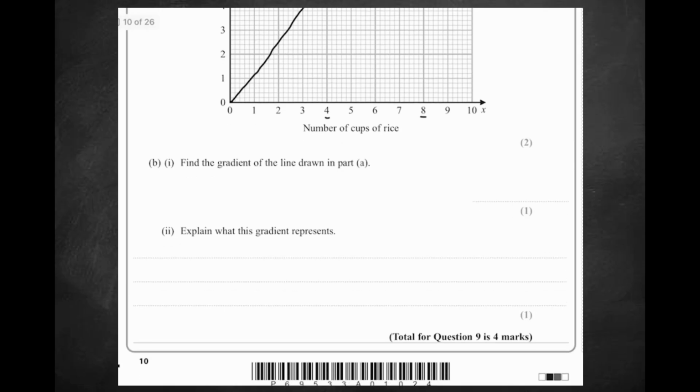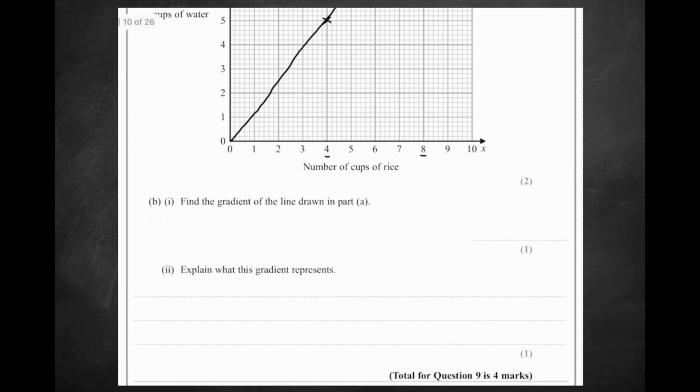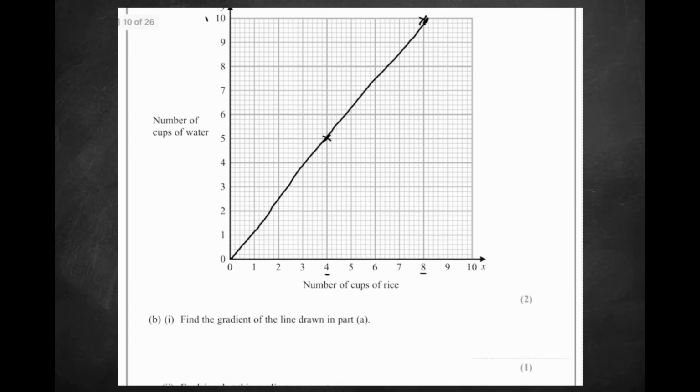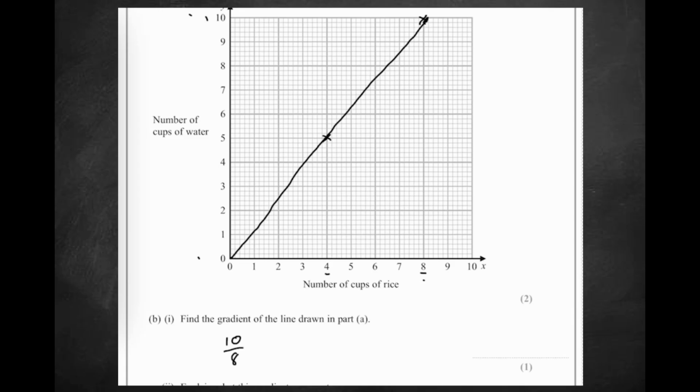Part B, find the gradient of the line drawn in part A. That is just going to be the difference in y divided by the difference in x. So the difference in y for the whole graph, as we know it's a straight line, we can use the whole graph, is going to be 10 as it goes from 0 to 10. Difference in x is going to be 8. It goes from 8 to 0, which is the same as saying 5 over 4.